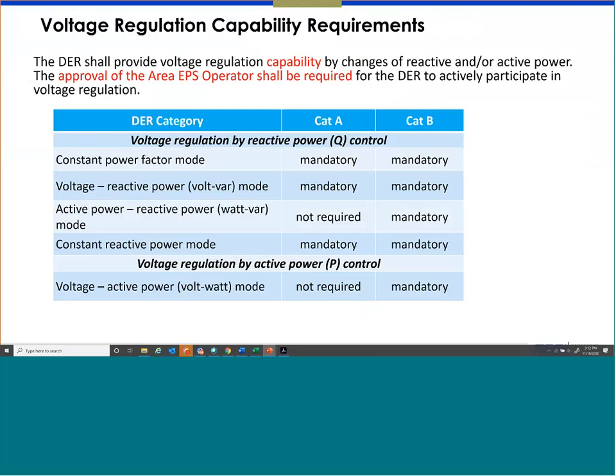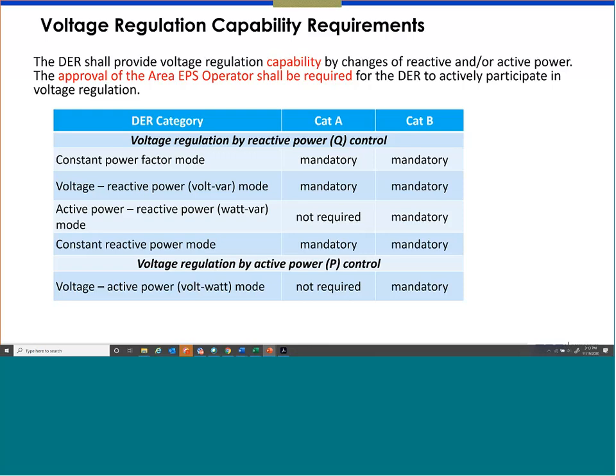Okay, so after we go to the reactive power capability, that's just what type of reactive power capability you have to have. Next question is what control functions I have to have available. Again, these are the function capabilities that have to be available, not necessarily that they have to be activated. Activation decision is still the utilities' decision.